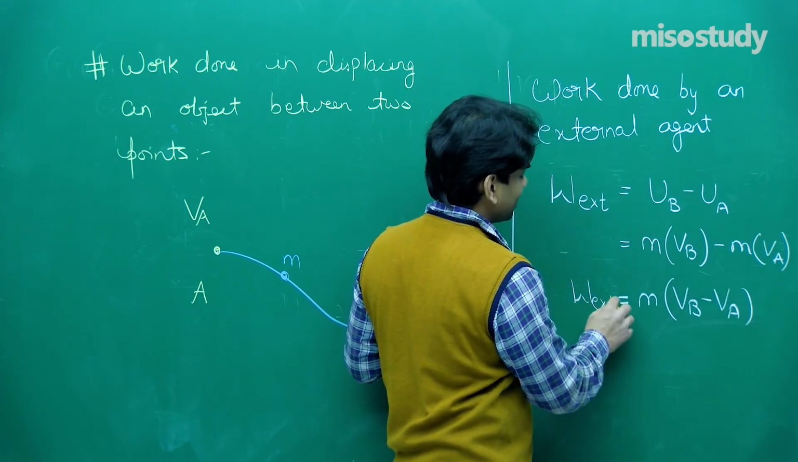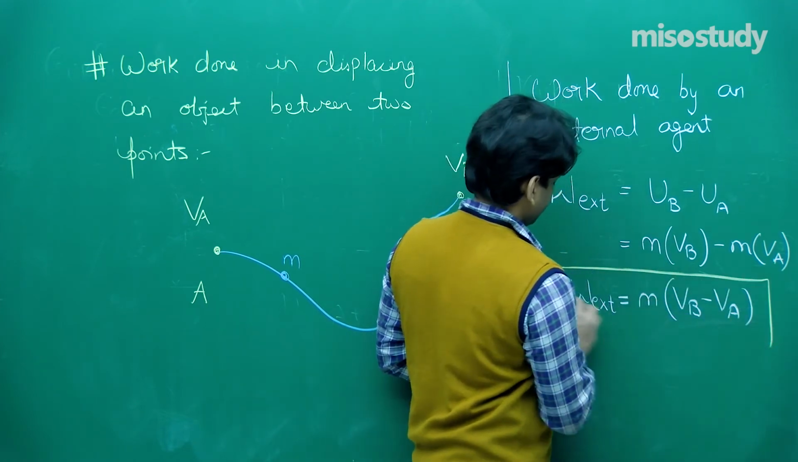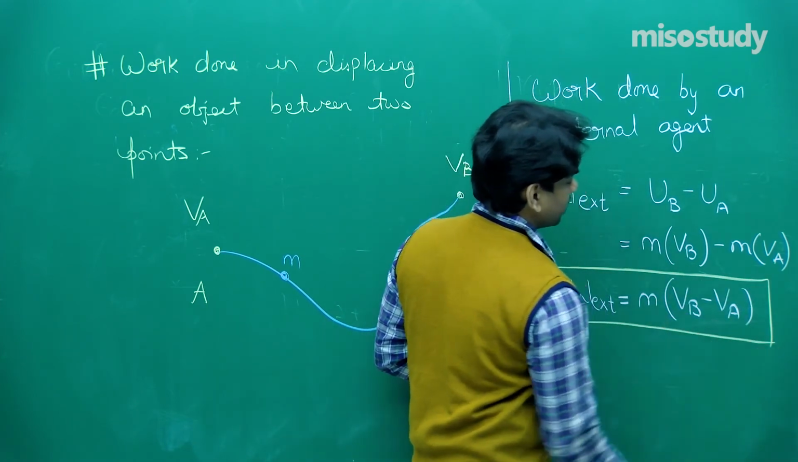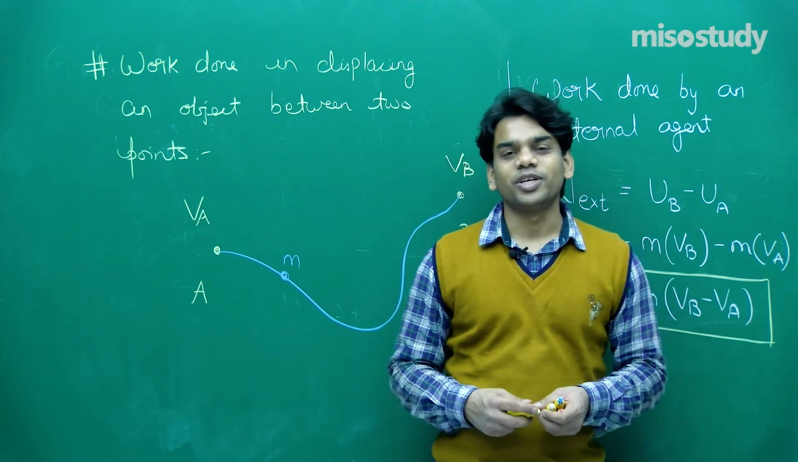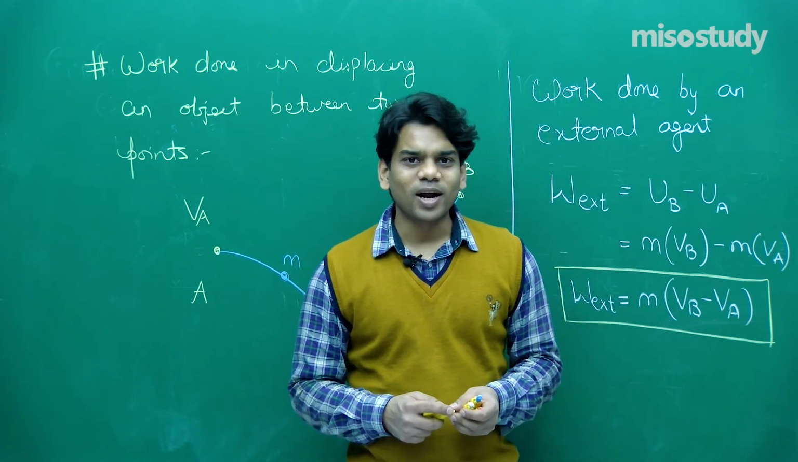Work done by an external agent is always equal to mass multiplied by the change in gravitational potential. Shall we use this concept very quickly to get some required result?